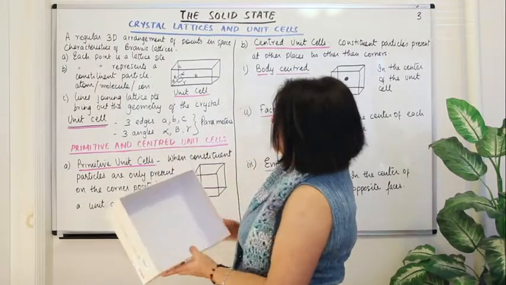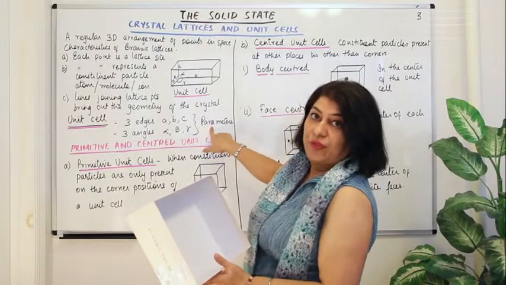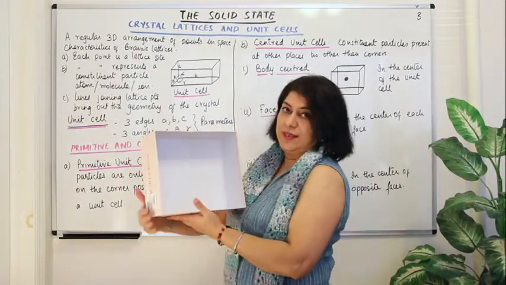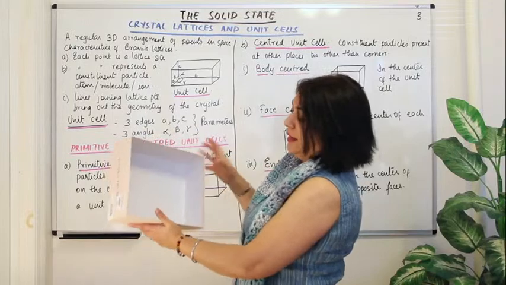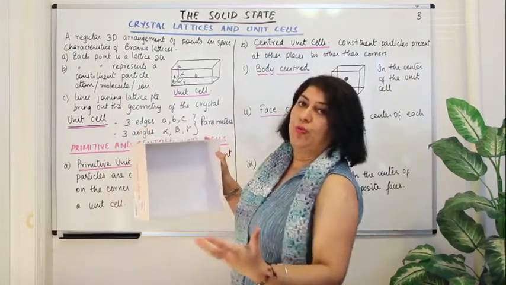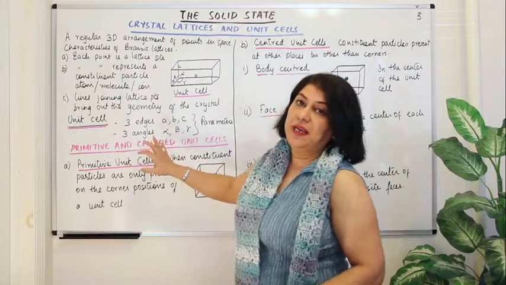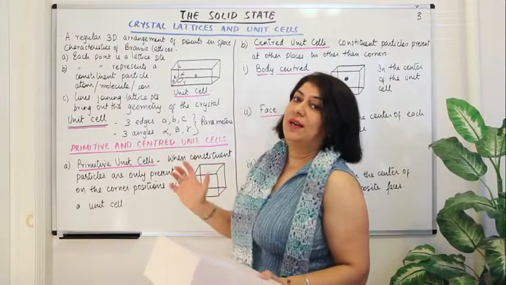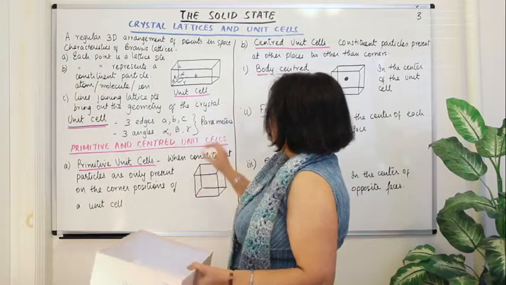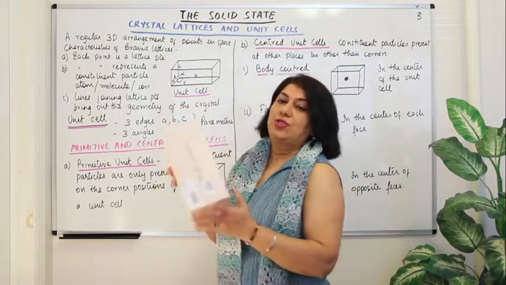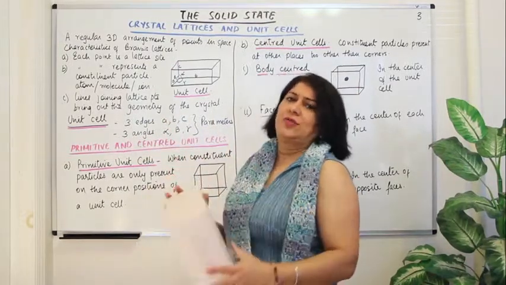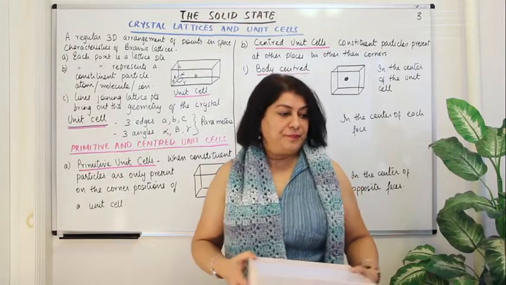What are the parameters which tell you the structure of the unit cell? The edges, that is the edges of the cube or cuboid, whatever it is, the A, B and C edges, and the 3 angles, that is alpha, beta and gamma. And all 3 of these would tell you the actual basic structure of the unit cell.